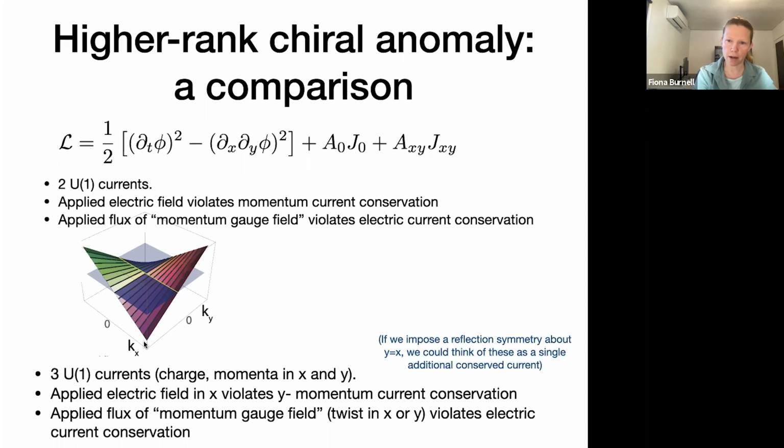Okay, and right. And you can also show, though we didn't talk about this, that there's a sort of dual picture of this in which you could define a gauge field associated with the axial current. And if you applied a flux of that, that violates electric current conservation. Okay, so I didn't talk about that, but this is exactly like you expect from the axial anomaly. Okay, so it's really an analog of that. In our fermionic system, really, we focused on three currents, right? We had charge, but then also momentum in X and Y.